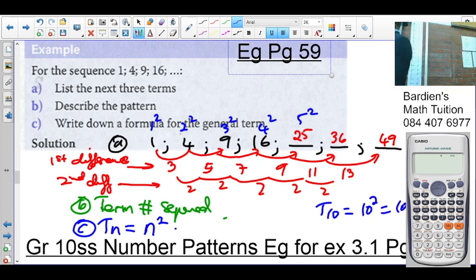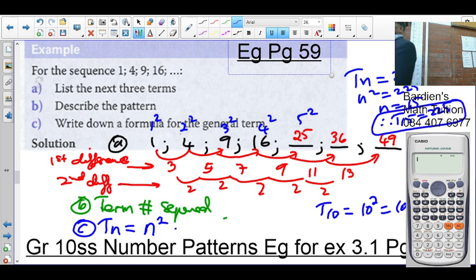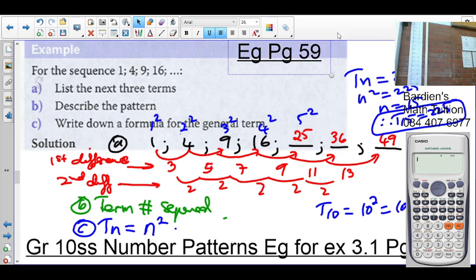You guys understand? They ask you which position would the term 25 be? 25. Why? Because if you switch n squared equal to 25, it's going to give you n equals 5. So therefore term 5 is equal to 25. People, you guys understand? Easy. I'm still trying to get to the difficult part you guys were talking about.